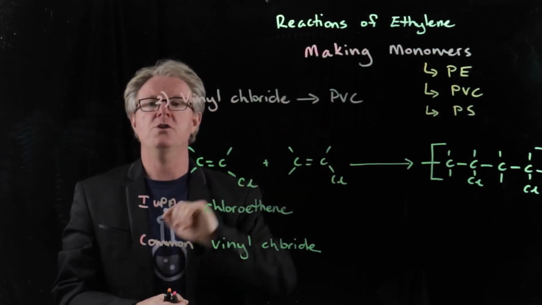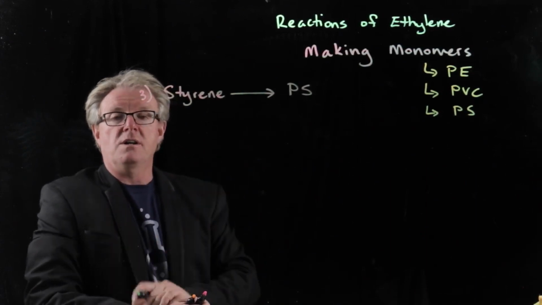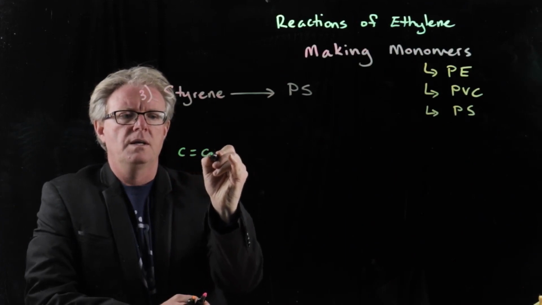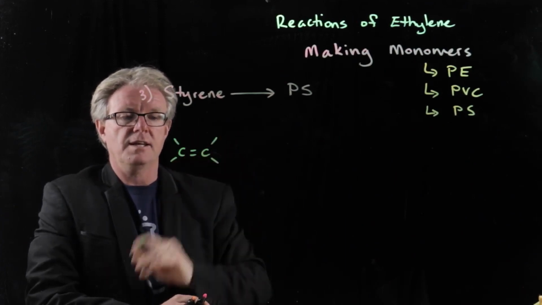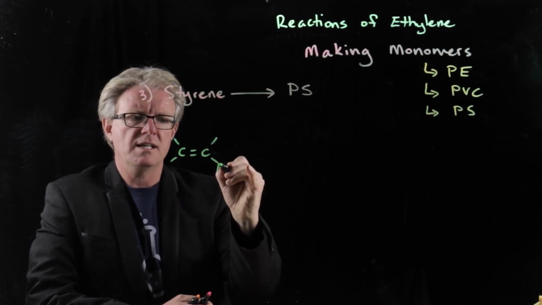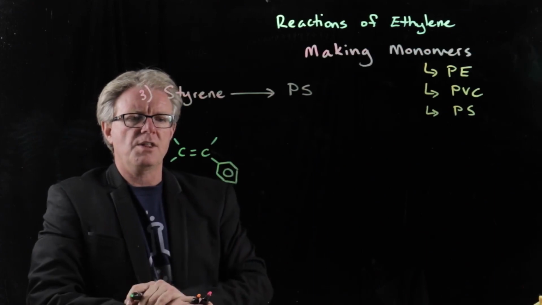So let's move on to the third one, polystyrene. Alright, the last one we're going to look at in this episode is polystyrene. It's made from a monomer called styrene. And once again, it looks like ethylene because it's derived from ethylene. Through a series of reactions, we end up putting a group on here that looks like that.